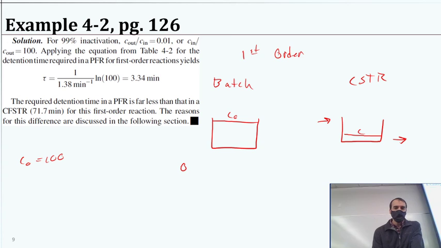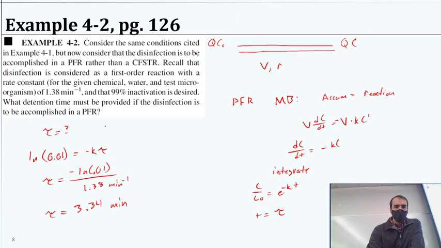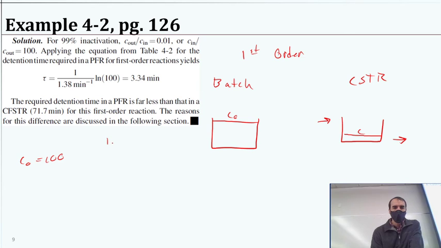So in the batch case, we'll say in the first portion of time, let's say the K is, we were given a K, right? That was 1.38 or something, 1.38 per minute. So let's take that to mean like 1.38% per minute, okay? In the batch case, of our total amount there, C at 1 minute is going to be equal to 98.62 or whatever. So we've subtracted one full unit.